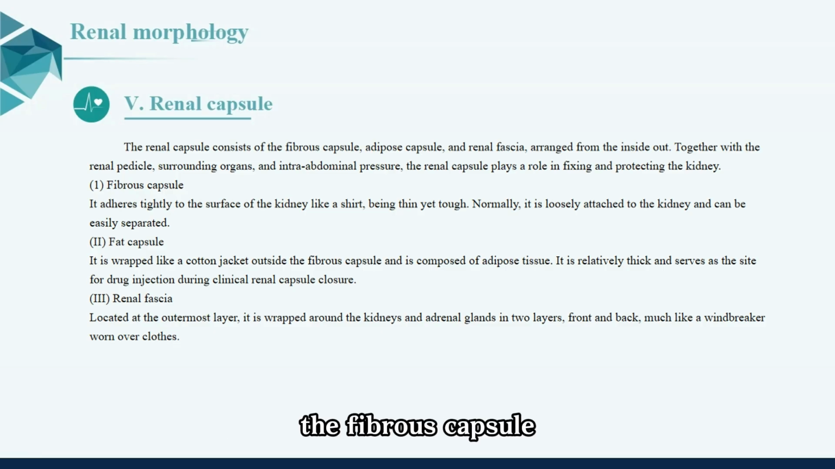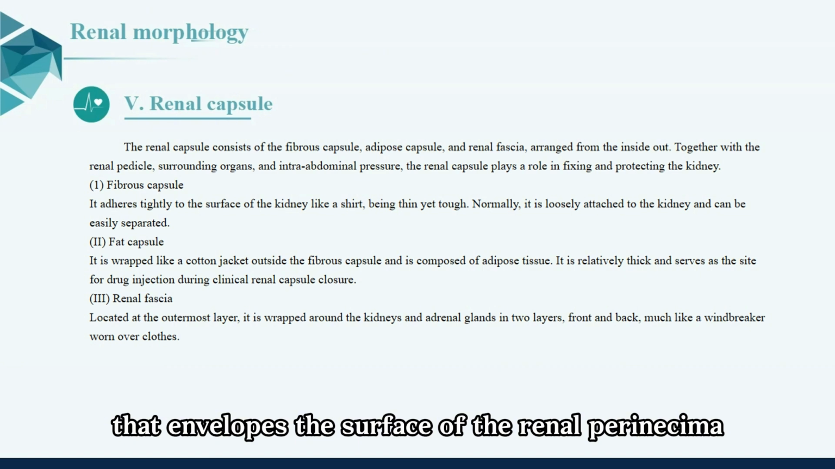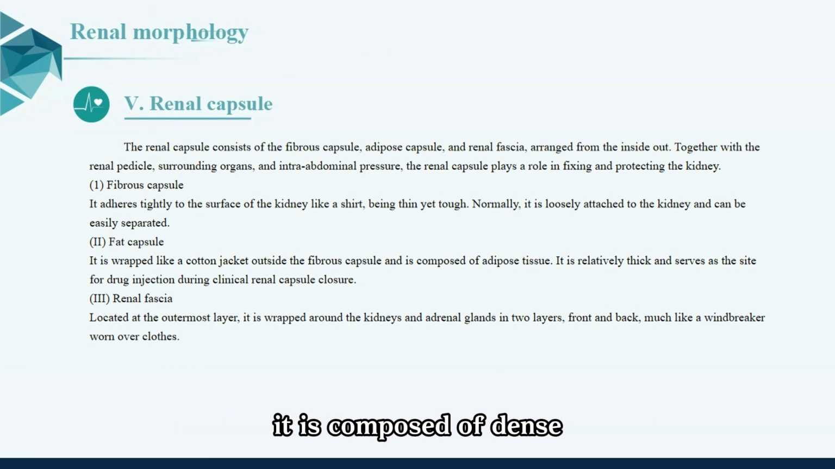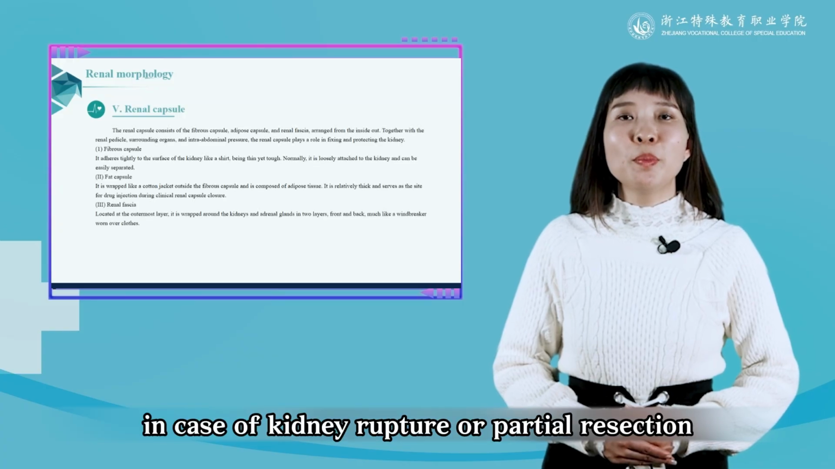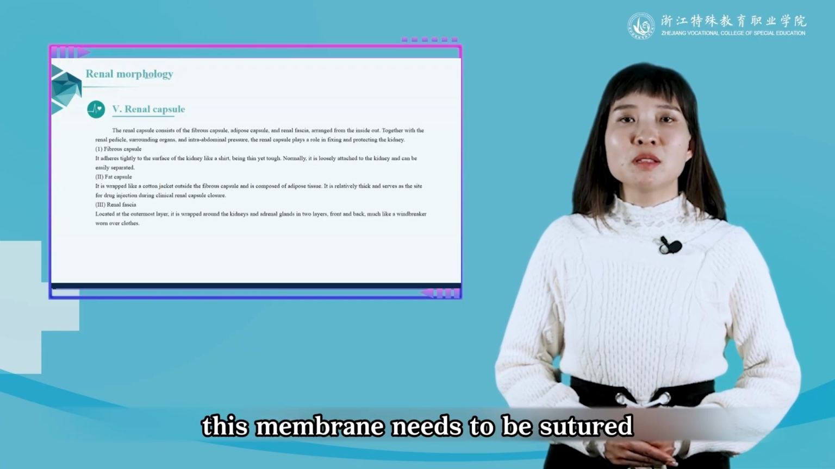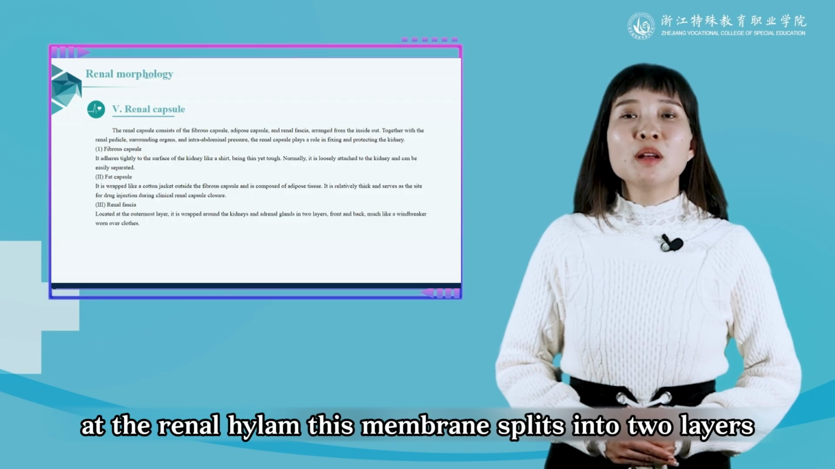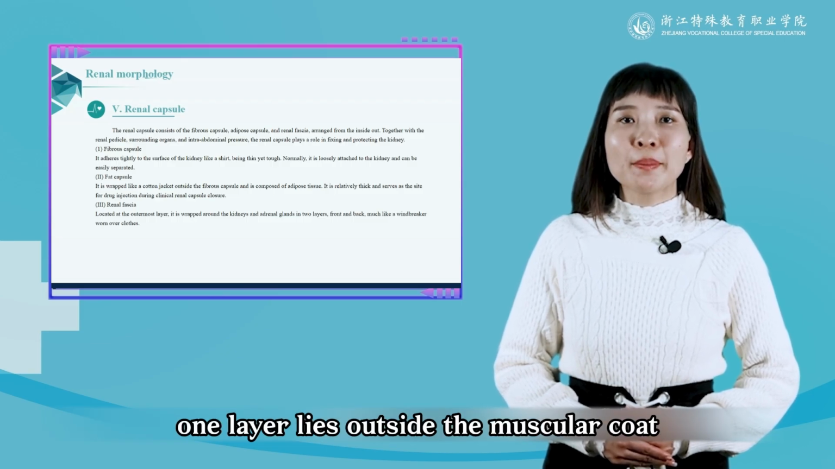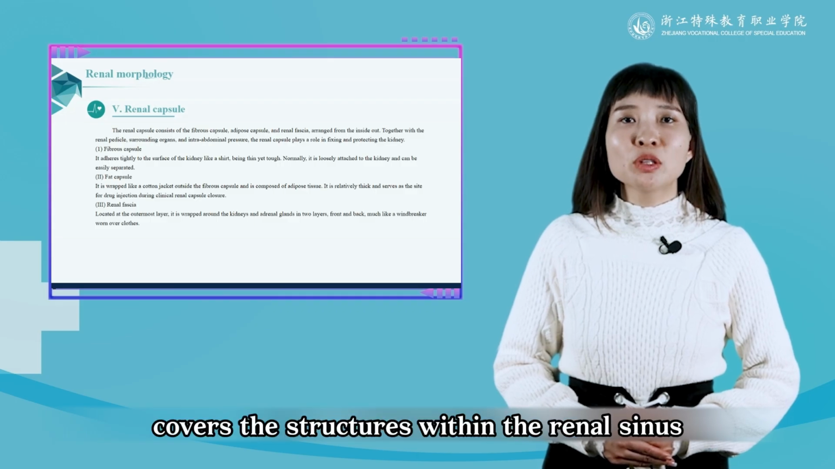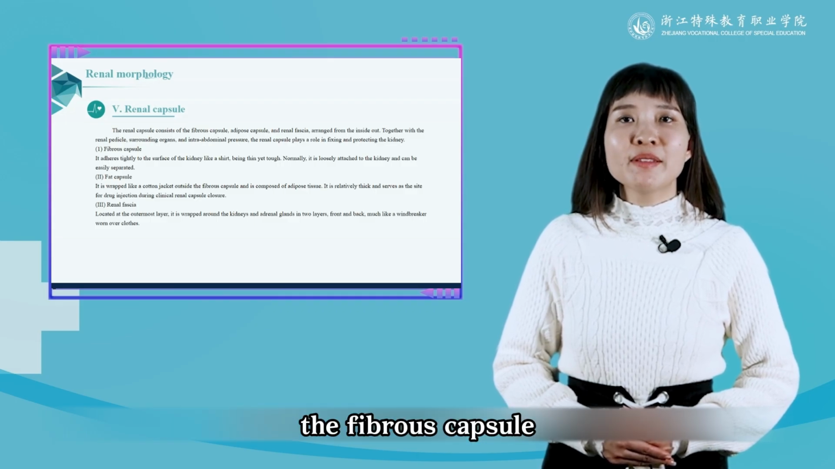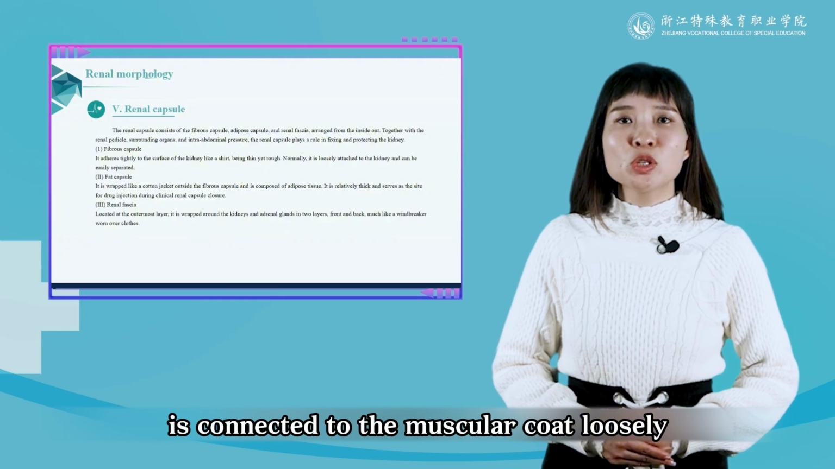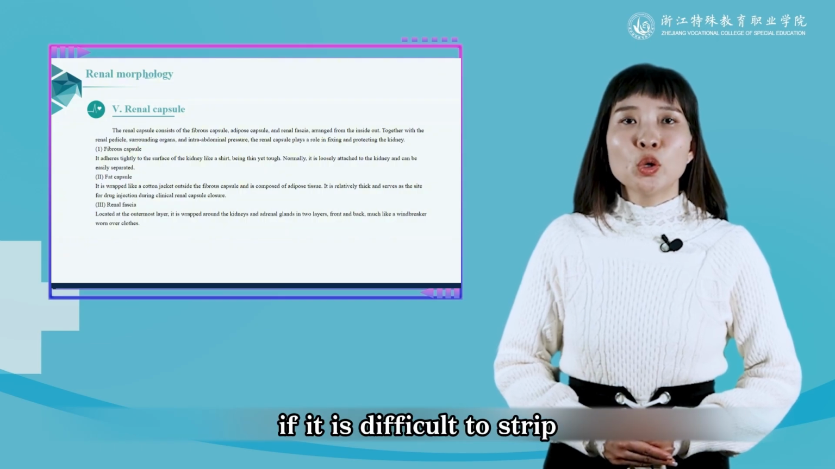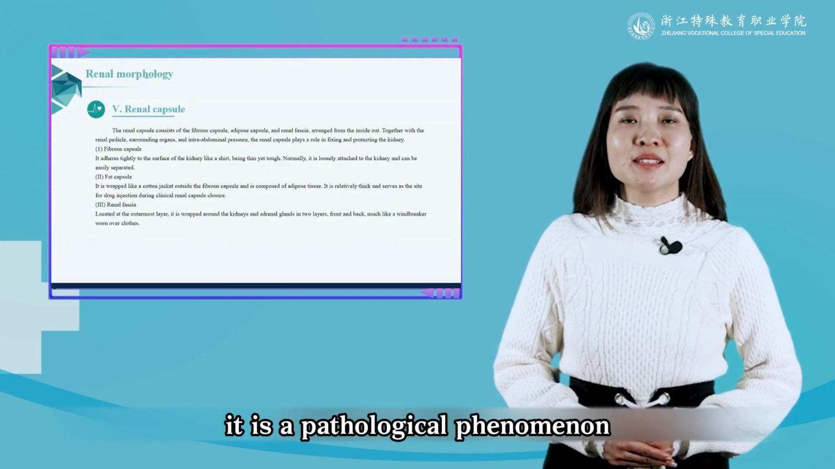The fibrous capsule is a tough and dense thin layer of connective tissue membrane that envelopes the surface of the renal parenchyma. It is composed of dense connective tissue and elastic fibers. In case of kidney rupture or partial resection, this membrane needs to be sutured. At the renal hilum, this membrane splits into 2 layers. One layer lies outside the muscular coat, and the other layer covers the structures within the renal sinus. The fibrous capsule is connected to the muscular coat loosely and is easy to strip. If it is difficult to strip, it is a pathological phenomenon.